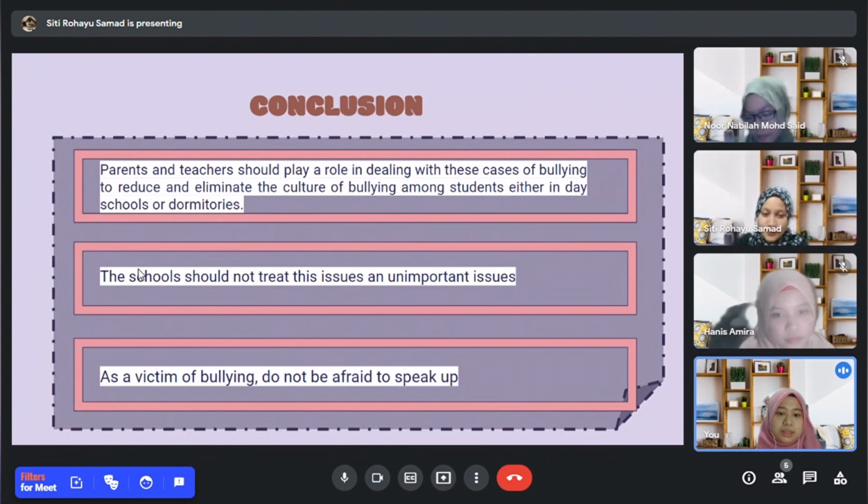Besides, the school should treat this issue as an important issue, otherwise this case will become a big problem. And if you are a victim of bullying, please do not be afraid to speak up or seek help from your teachers or your parents, or whoever you are comfortable with, because prevention is better than cure.